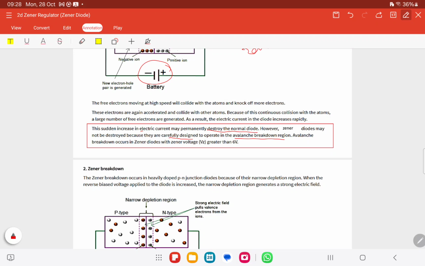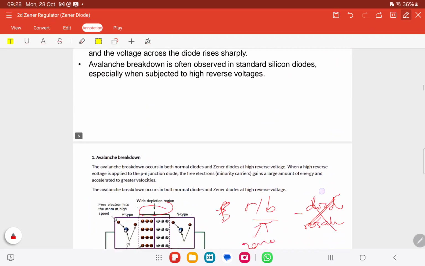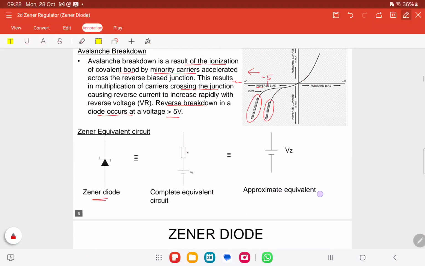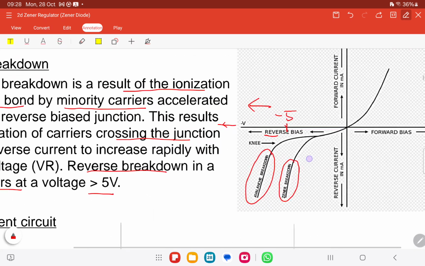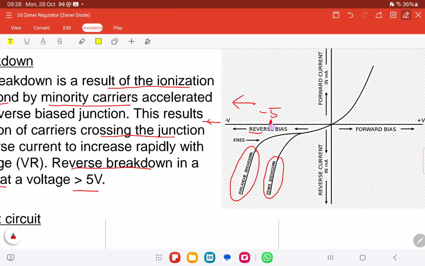Avalanche breakdown occurs in Zener diodes with Zener voltage greater than 6 volts. If it is less than 5, lebih kurang 5 to 6 tu dia punya threshold. Kalau 5, dia adalah Zener breakdown. Kalau more than 5 to 6, dia adalah avalanche breakdown. Tapi normally sampai 6.3 je. Okay, mungkin after this, bila dah teknologi makin canggih, dia boleh increase lagi the value.